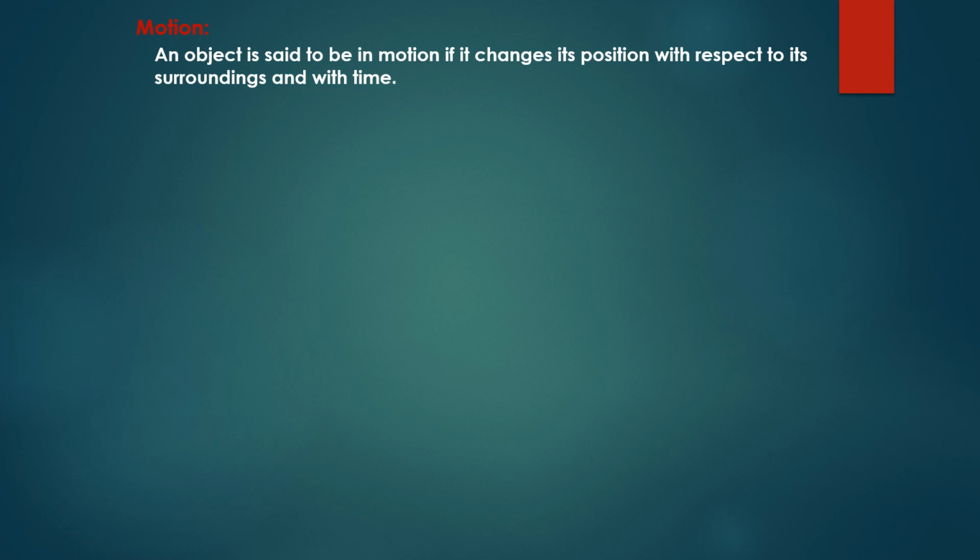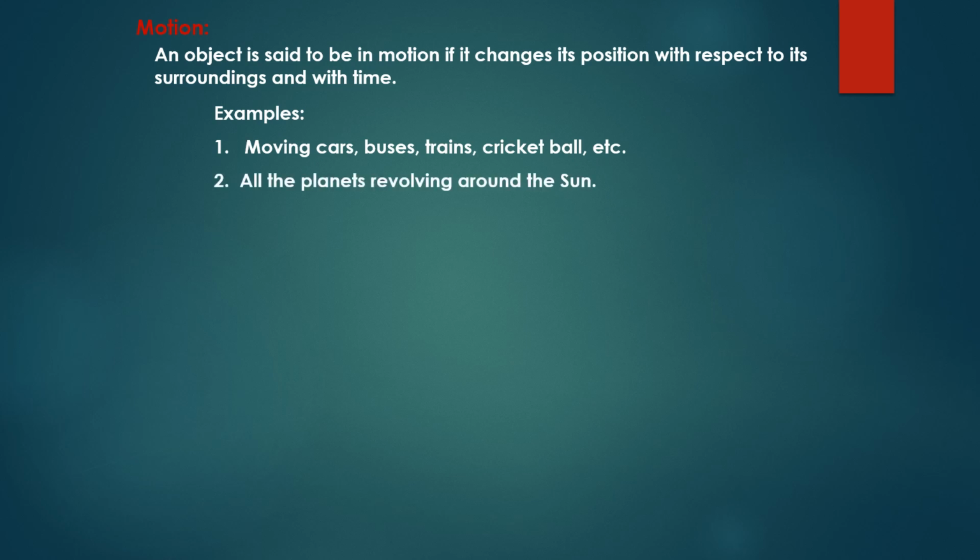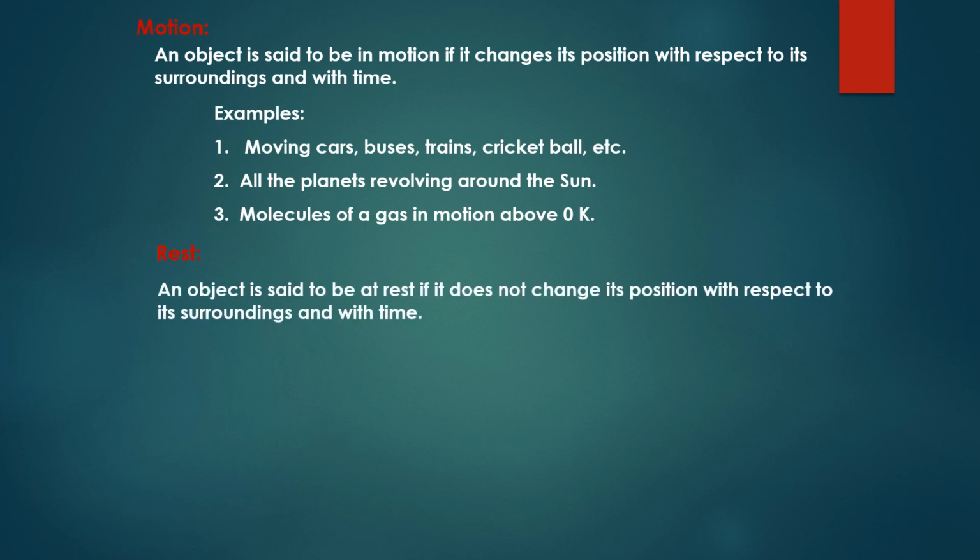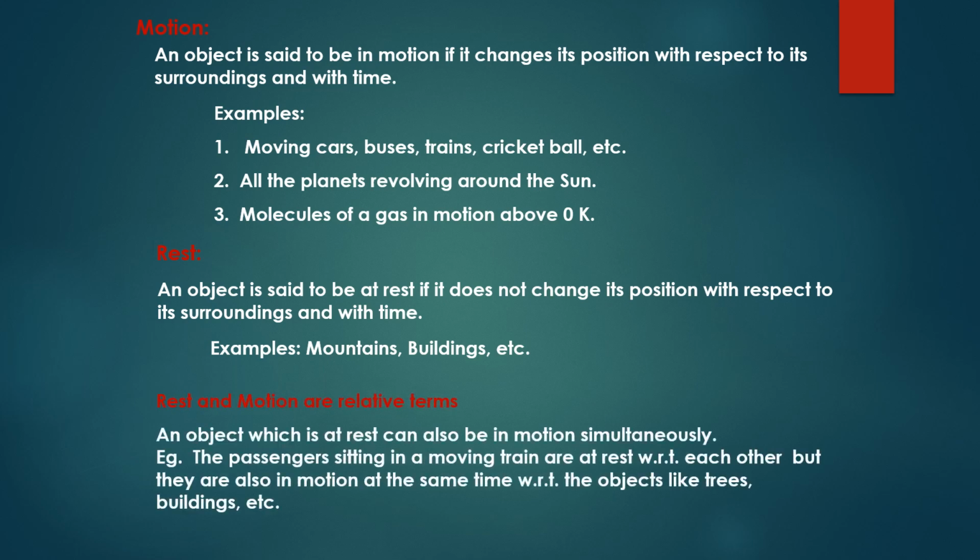So we will define motion when an object changes its position with respect to its surroundings and time. Examples: moving car, buses, train, cricket ball, planets revolving around the sun, molecules of gas in motion. An object is said to be at rest when it does not change its position with respect to its surroundings and with time. Examples: mountains, buildings, etc.